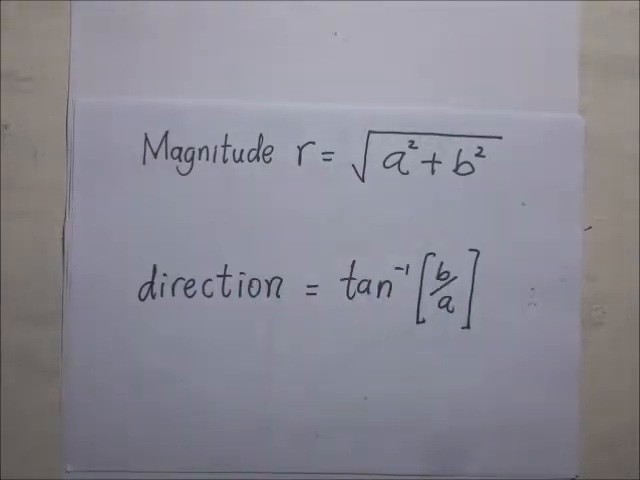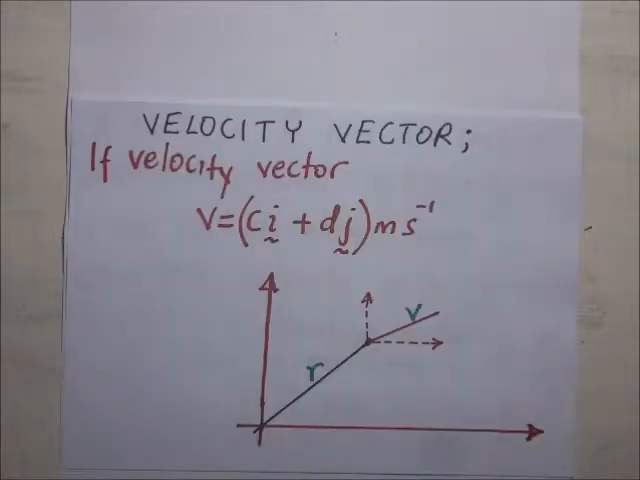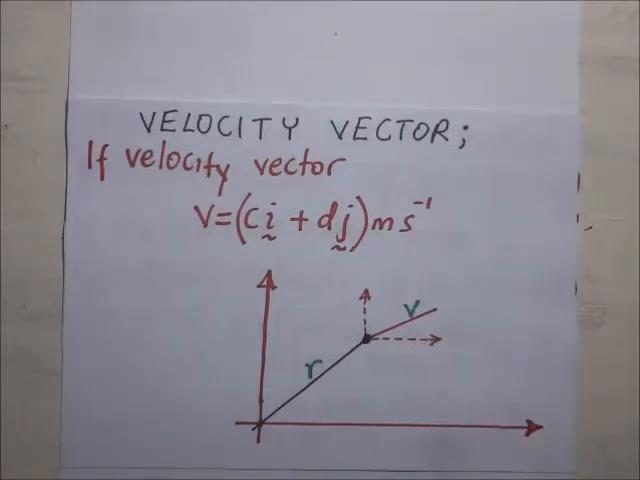Now let's look at the velocity vector using the ij notation. Looking at this velocity vector, for example, here we again have a particle. Let's say this is our particle here, and we are calling that particle P.